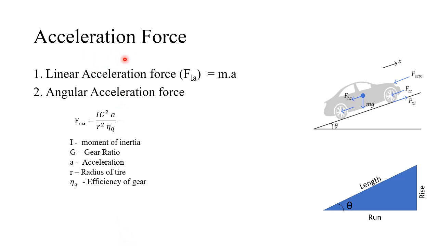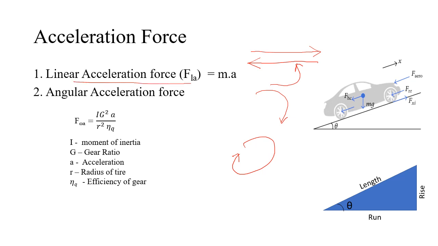Acceleration force: there are two types of acceleration. One is linear acceleration, which means you can move straight, either forward or backward. So this is the linear motion. And when it comes to angular motion, you have to turn right or turn left. So that is the angular motion. These two factors have to be considered.